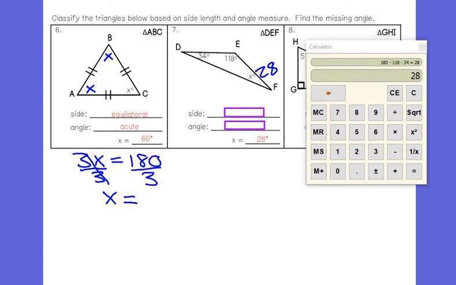So if all sides were equal, then all their angles would be equal. Are all the angles equal? Are any of the angles equal? So are any of the sides equal? So what kind of triangle is this based on its sides? It can only be equilateral, isosceles, or scalene. It's scalene because no sides are equal.